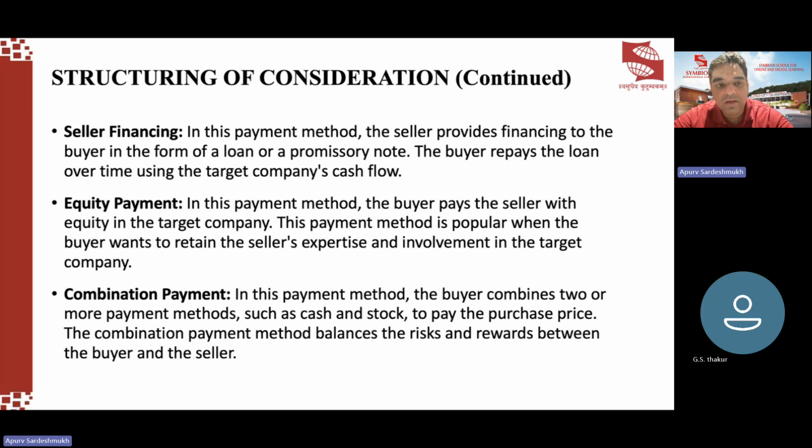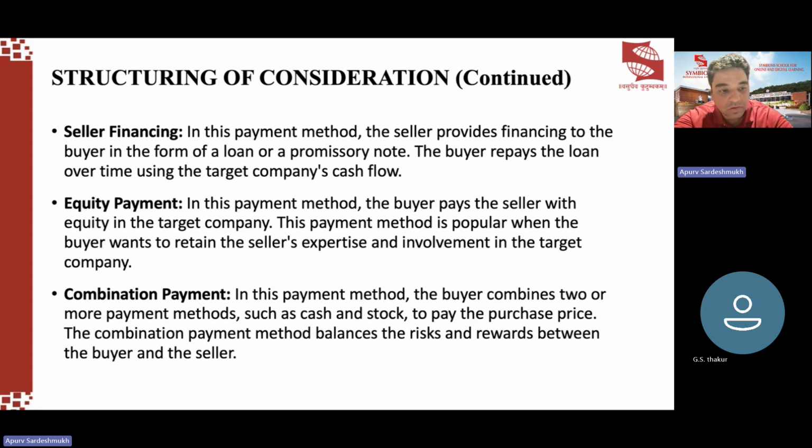We've already seen swapping of shares. That is also called equity payment, where you pay equity in the target company. But when we discussed the swap structure or the swap payment structure, we actually looked at a structure where the buyer is paying, giving shares of his own company.